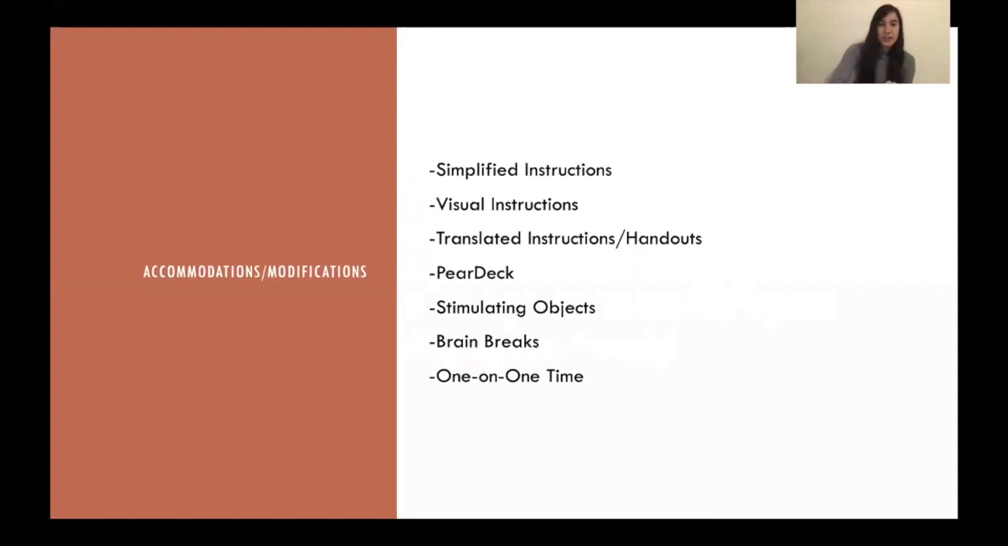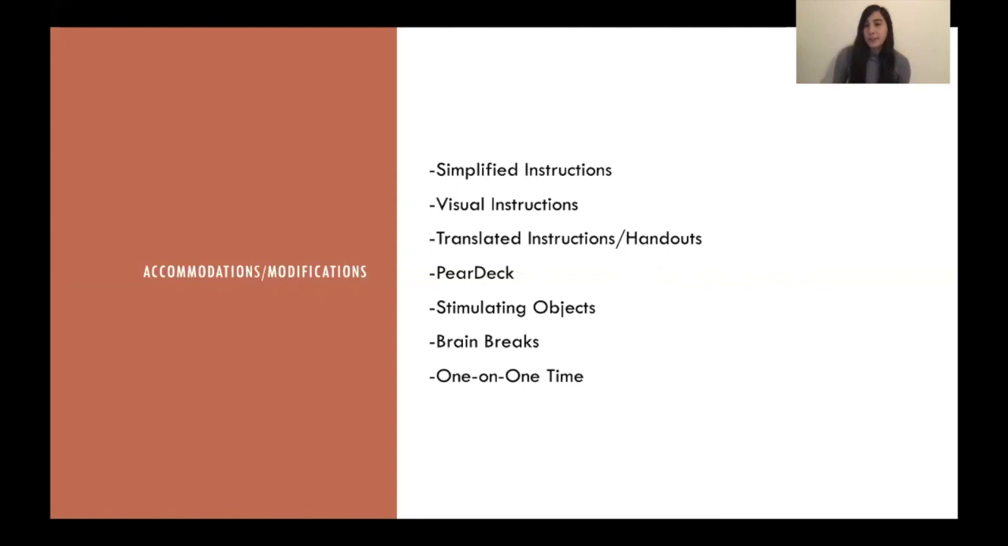All right, I'm now going to go over the accommodations and modifications that I would have used during this lesson. So I would have simplified instructions with visuals for students maybe with dyslexia or CLD learners. And then I would also have translated instructions and handouts for students who might need them. So I might have the Bill of Rights translated into Spanish or French or whatever language a student may need. And then I will also have Pear Deck for students maybe with ACEs or anxiety so that they can ask a question or answer a question anonymously without the anxiousness that comes with speaking in front of a class.